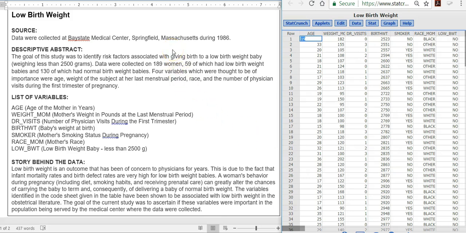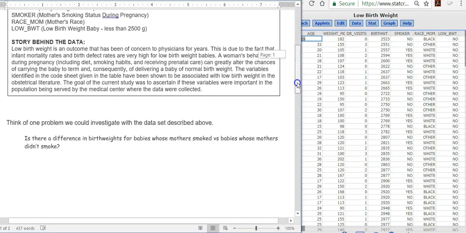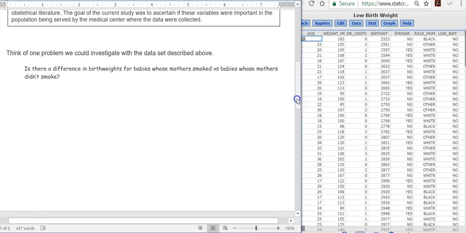Here's the description of the data set. And this is about low birth weight babies and some of the factors that might contribute to a baby being low birth weight. So what we're going to look at is one particular relationship that we could investigate. The one that we're going to investigate today is whether there's a difference in birth weights for babies whose mothers smoked versus babies whose mothers didn't smoke.